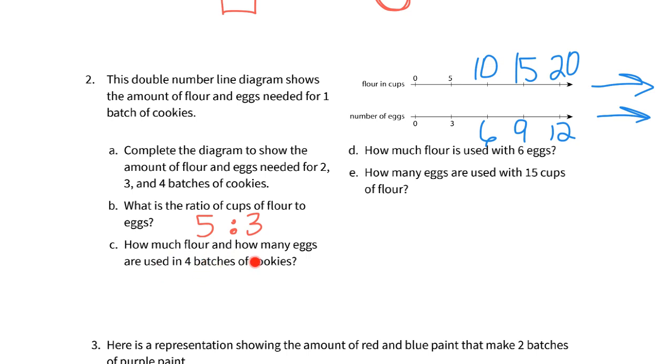How much flour and how many eggs are used to make 4 batches of cookies? Well, here's 1 batch. Here's 2. Here's 3. Here's 4. There it is. Our 4 batches of cookies. We would need 20 cups of flour and 12 eggs. 20 to 12.